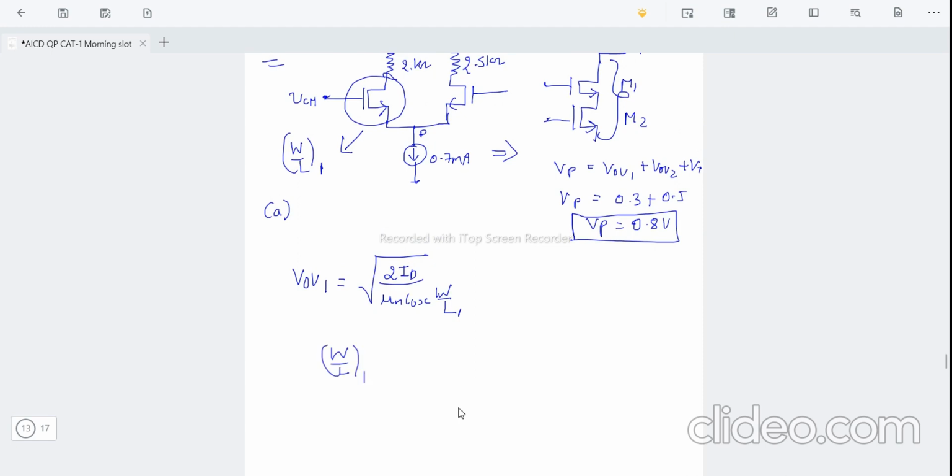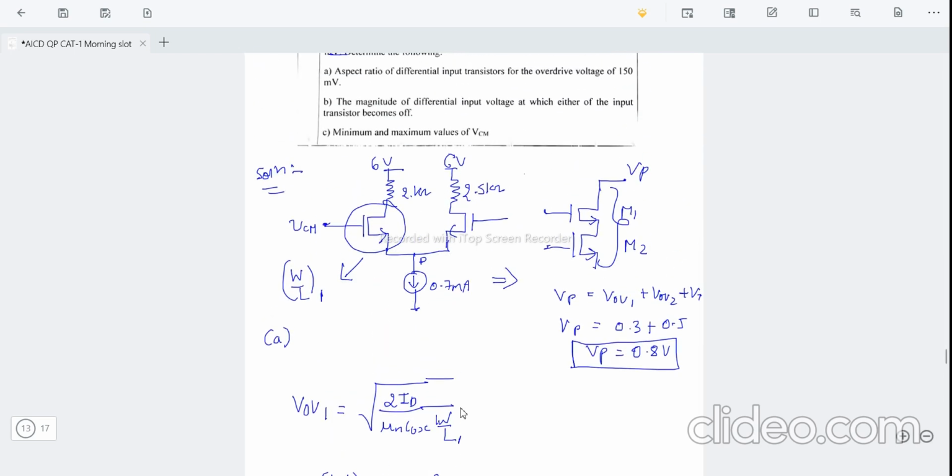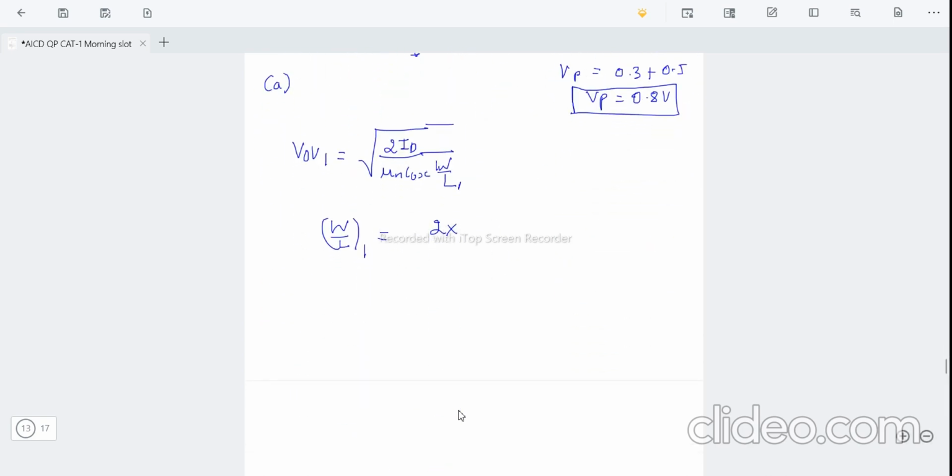I'll separate out the W by L and express it in terms of VOV and ID. So then it would be 2 ID divided by mu n Cox VOV1 whole square. So 2 into ID, where ID is the current flowing in this MOSFET. So when the circuit is balanced, when the RD resistors as well as the MOSFETs are balanced, then the current would be ISS by 2, that is 0.7 milliampere by 2. So that would be 0.35.